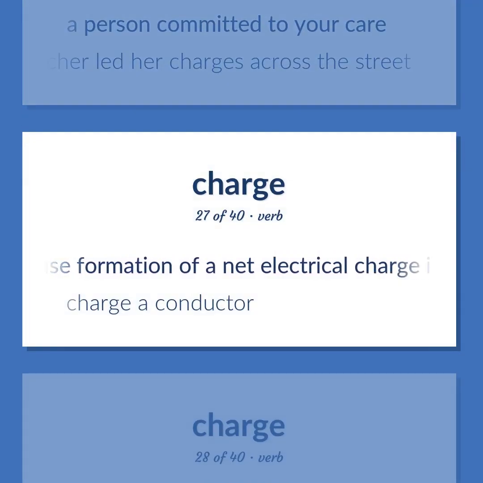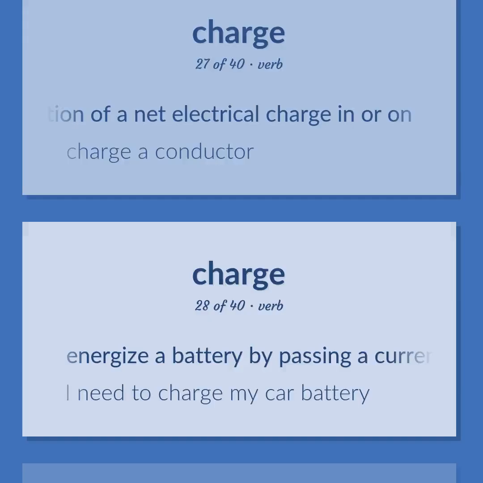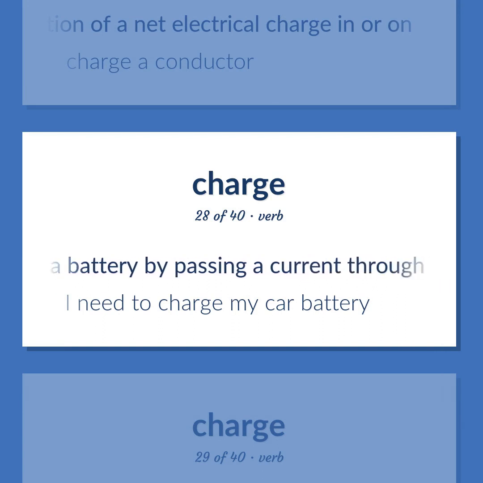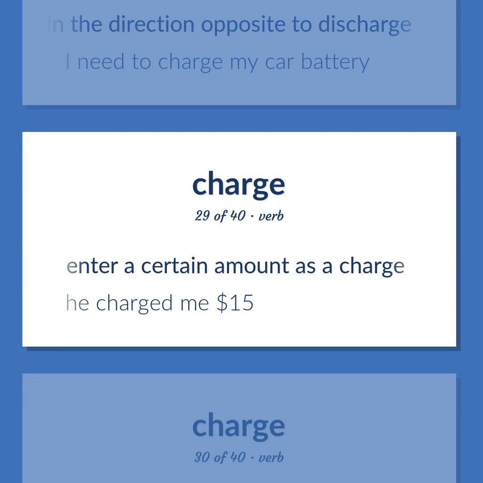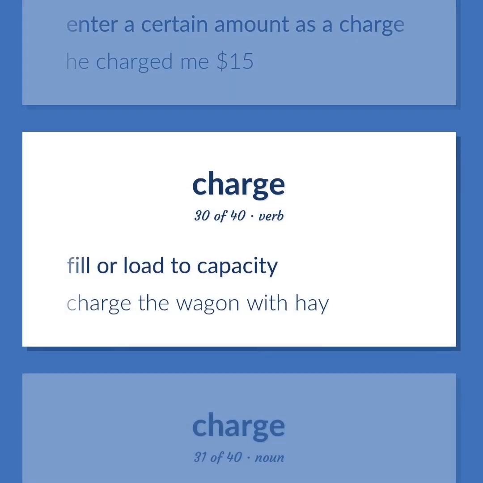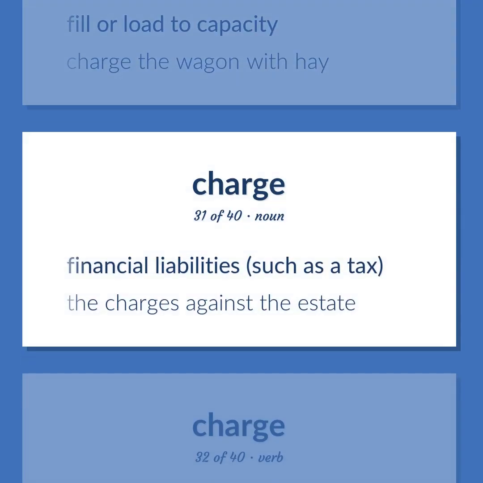Cause formation of a net electrical charge in or on. Charge a conductor. Energize a battery by passing a current through it in the direction opposite to discharge. I need to charge my car battery. Enter a certain amount as a charge. He charged me $15. Fill or load to capacity. Charge the wagon with hay. Financial liabilities, such as a tax. The charges against the estate.